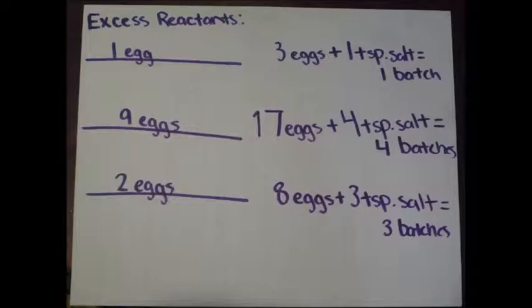of 1 egg. With 17 eggs and 4 teaspoons of salt, you are able to make 4 batches, with a remainder of 9 eggs. With 8 eggs and 3 teaspoons of salt, you are able to make 3 batches of cookies. As you can see, there is always leftover eggs. This means that the eggs are the excess reactants and the salt is what limits the amount of batches. So it would be the limiting reactant.